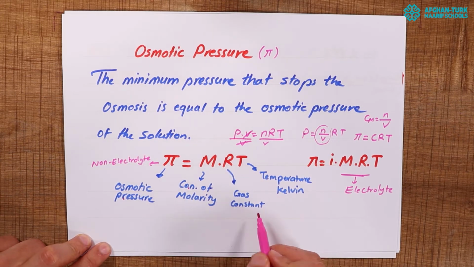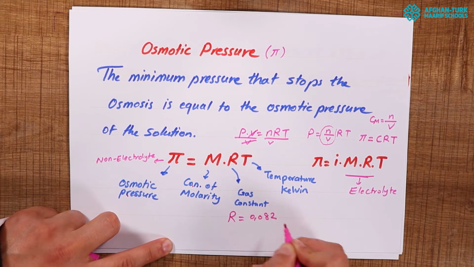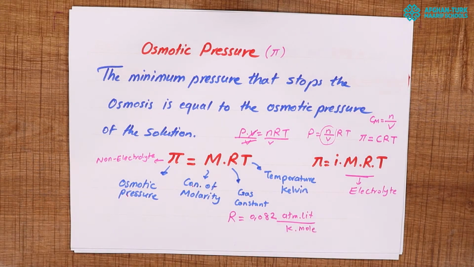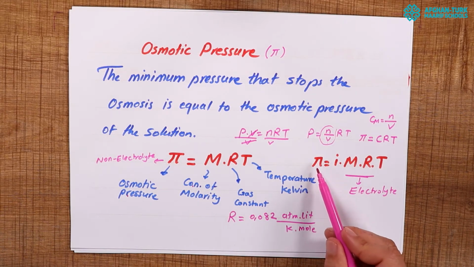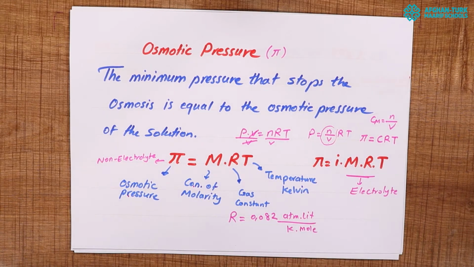Also, we have the gas constant R, which is equal to 0.082 atmosphere times liter over mole times Kelvin. Pi is equal to i times M times R times T.